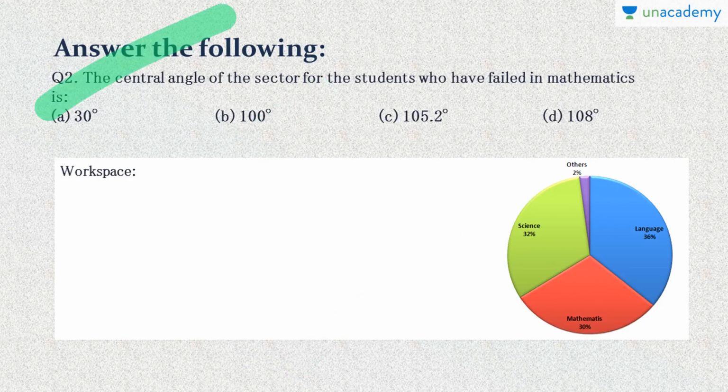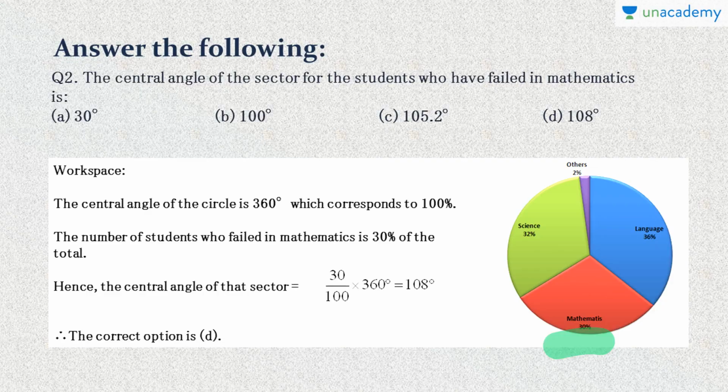Question 2. The central angle of the sector for the students who failed in mathematics. So we have to simply take out the sector angle for this section. Mathematics 30%, so we have to just take 30% of 360, which is 108 degrees. So our option is D.